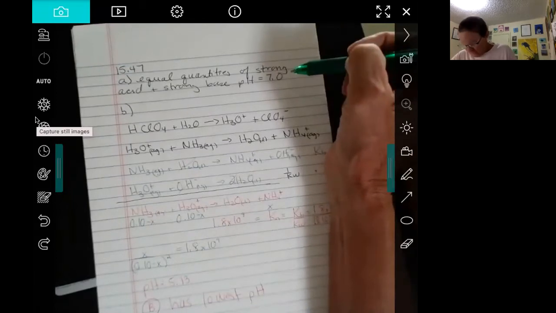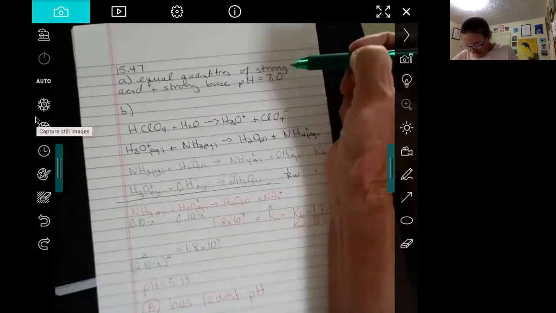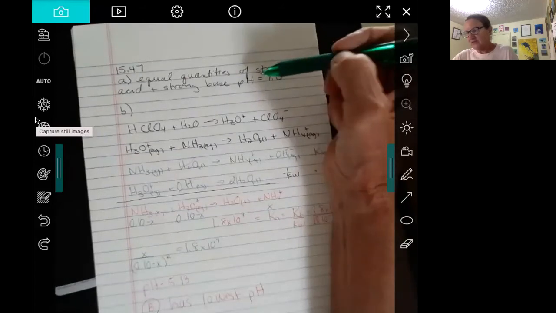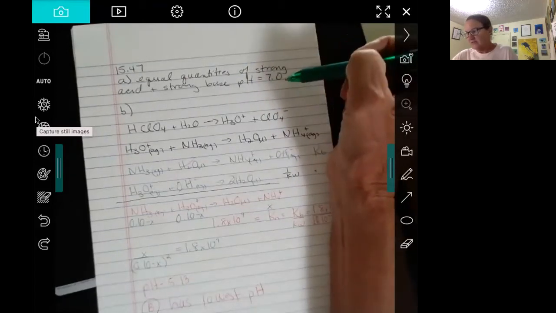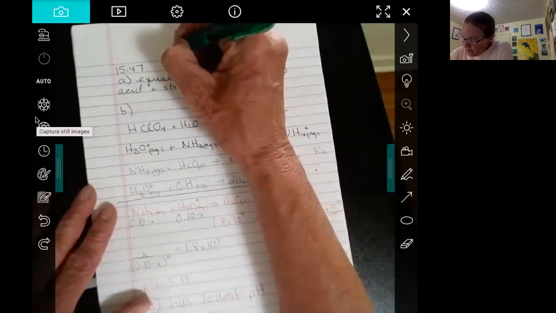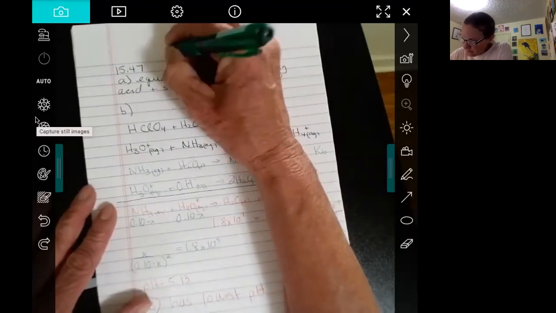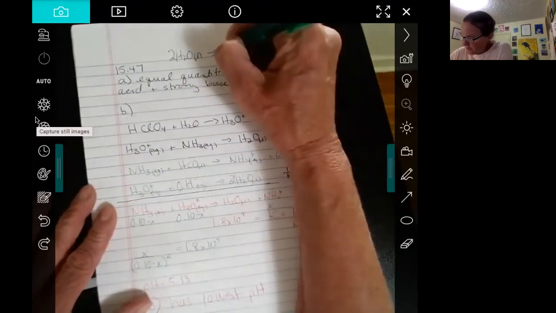So the first mixture is equal volumes of equal concentrations of a strong acid and a strong base. And so we know that means that we've neutralized all the strong acid and the strong base, and the pH should be 7 because when you've made it all into water, then water autodissociates.